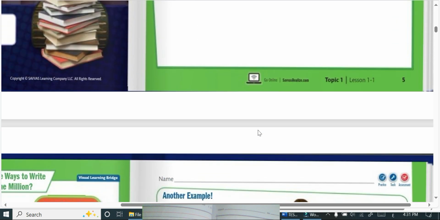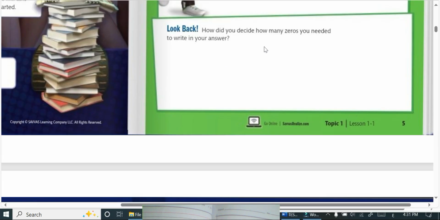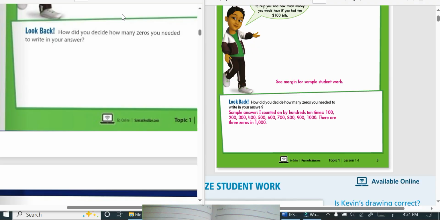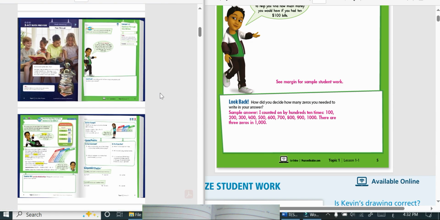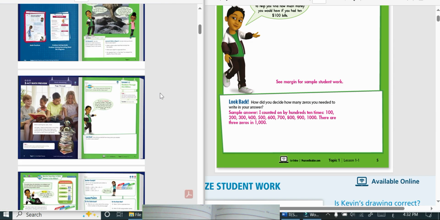Next page. How do you decide how many zeros you need to write in your answer? We can write 100, 200, 300, 400, 500, 600, 700, 800, 900, 1000. There are 3 zeros in 1000. In 1000 we have 3 zeros. Okay, understood? Next, we will solve now.